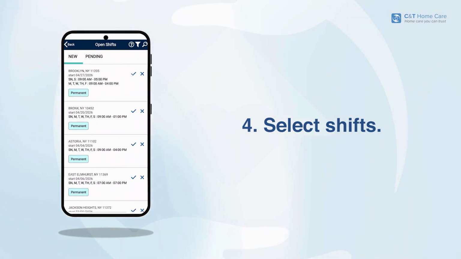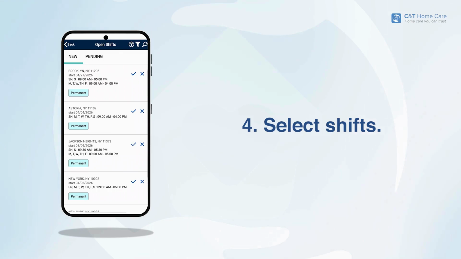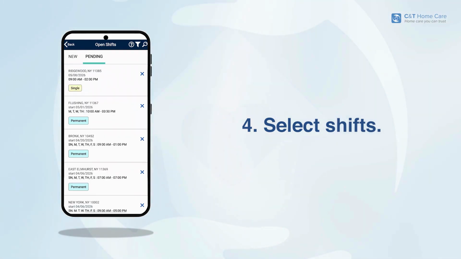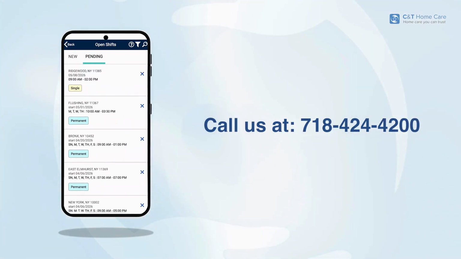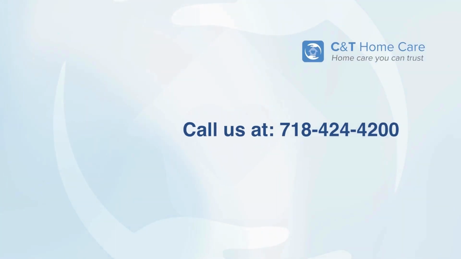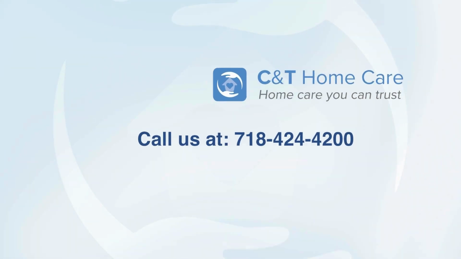After you've made your selection, our team will review your request. Remember, you can request up to 5 cases from the available cases in the Open Shift section. Once you're assigned to the case or cases, you will be contacted with further details, or you can also contact us at 718-42-44200.